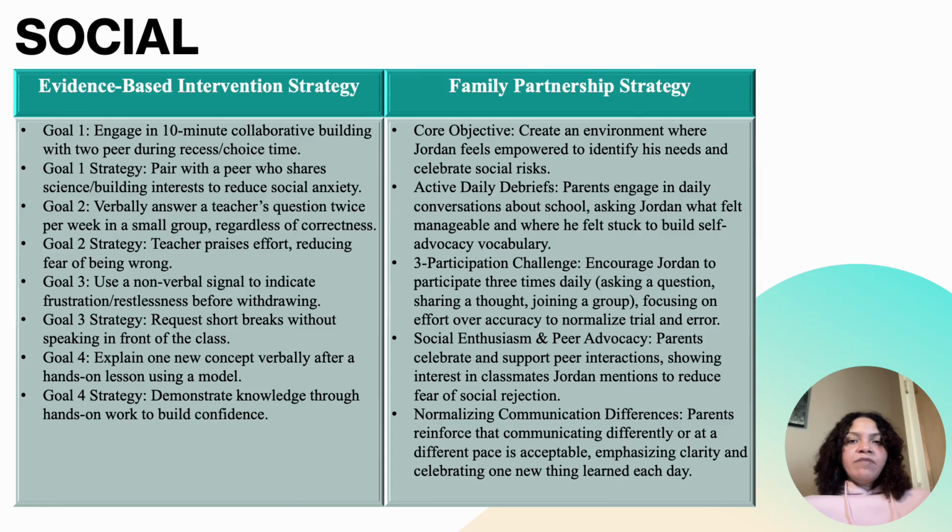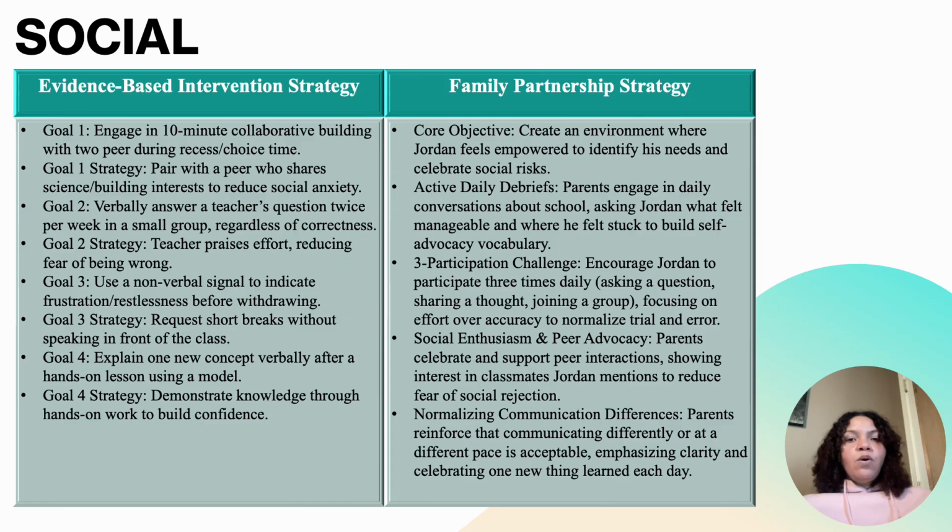Goal 3, self-advocacy and emotional regulation. The goal: within 1 month, Jordan will use nonverbal signals like the feeling thermometer or a desk card to indicate to the teacher when he feels restless or frustrated, before he reaches the point of withdrawal. The strategy: this allows Jordan to ask for a 2-minute building break without having to speak in front of the class, giving him a healthy way to overcome obstacles.